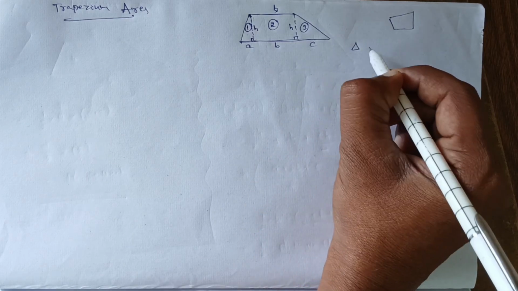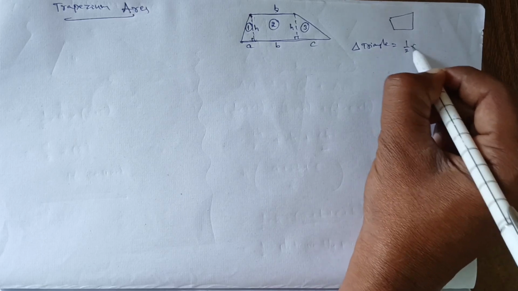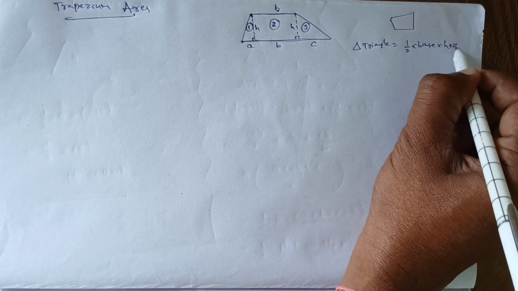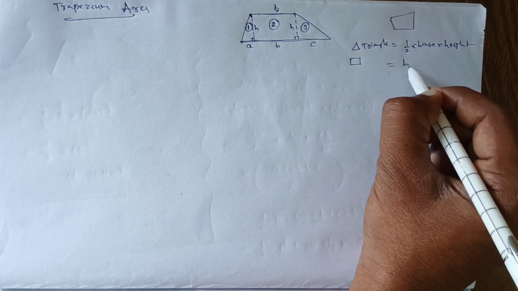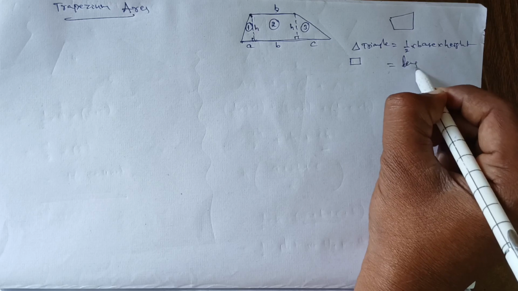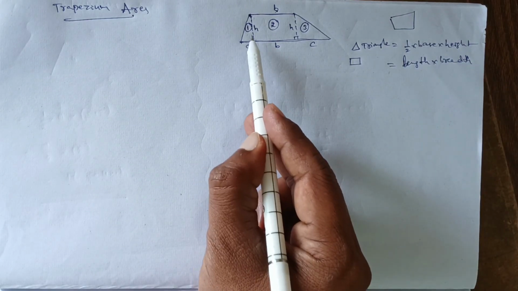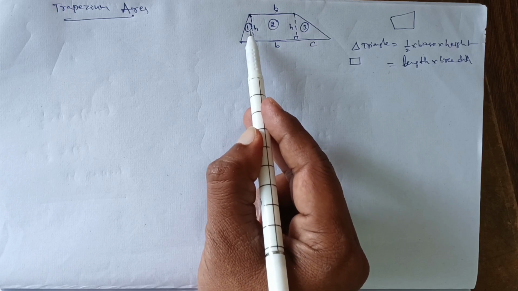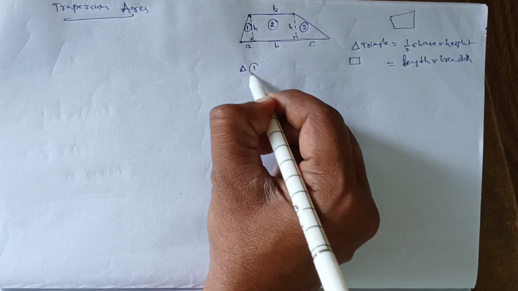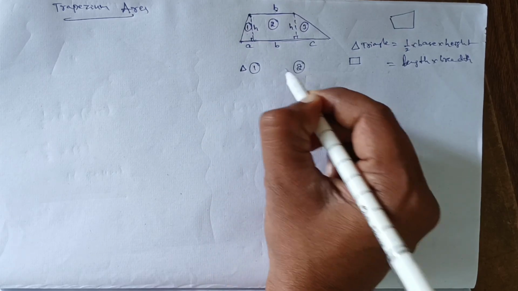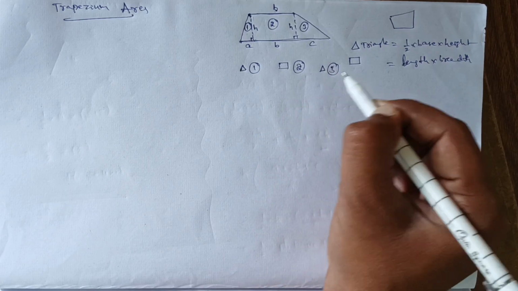So what is the formula for the area of a triangle? That is half into base into height. Next, what is the formula for the area of a rectangle? That is length into breadth. So now we have to find the area of these three parts. What is the first part? The first part is a triangle, the second one is a rectangle, and the third one is also a triangle.